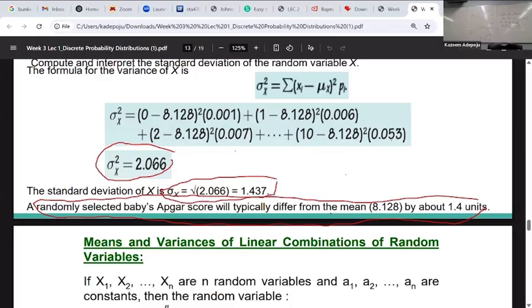Typically differ. I told you that the average is 8.128. The Apgar score of some babies could be more than that average, could be less than that average. But what we're trying to tell the world is that it can be more than 1.4 or less than 1.4. Does that make sense? That's exactly what we're talking about. Is there any question before I move to the next objective?